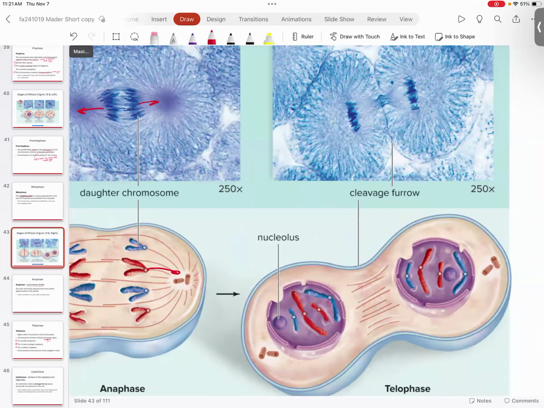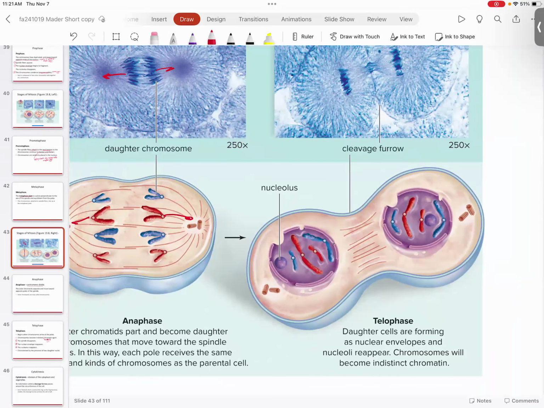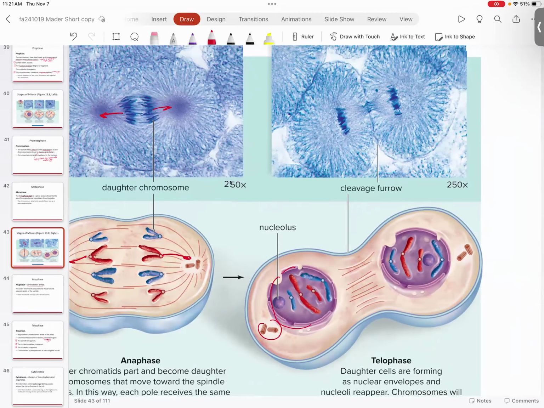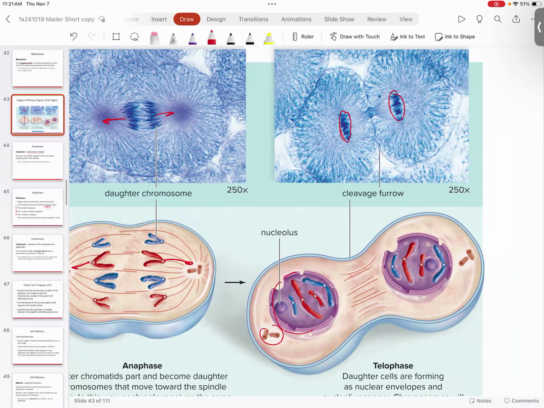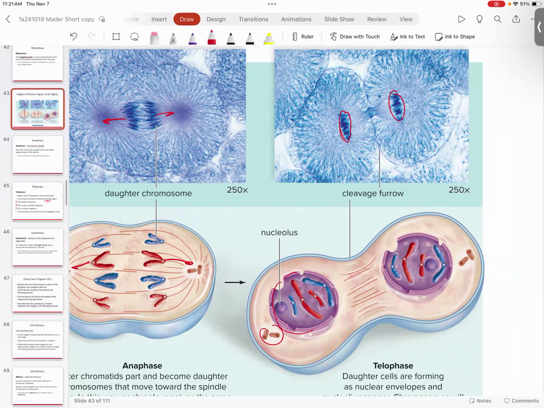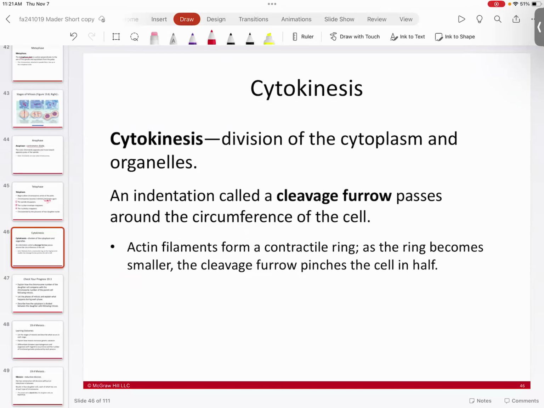And that's what this final stage looks like. So you can see you're reconstituting the nuclear envelope. You still have a centrosome, but the spindle is now gone. And what you end up seeing here is basically two tight nuclei on either side of the cell that are now ready for cytokinesis. And cytokinesis basically is the division of the cytoplasm and the organelles.